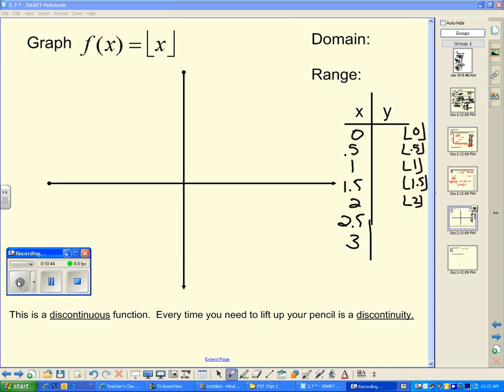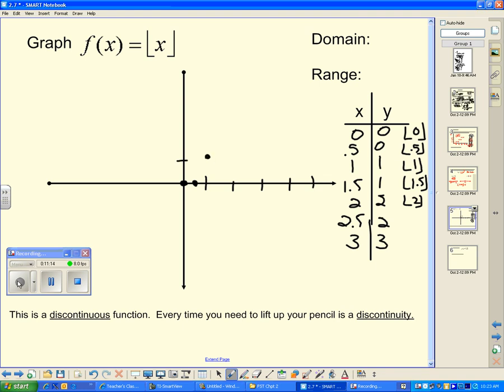Okay, so if I have an integer in here though, like 0, I don't have to round down at all. These are just going to be those whole numbers, 0, 1, 2, 3. The other ones I'm going to round down if I have a decimal on them at all, so it looks like that. So if I have the point, let's just graph some of these on here. 0, 0, 0.5, 0, 1, 1, 1.5, 1.